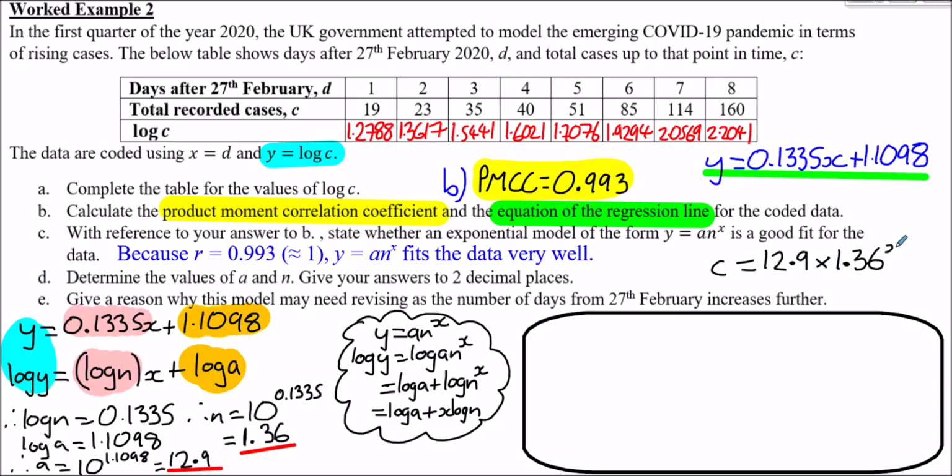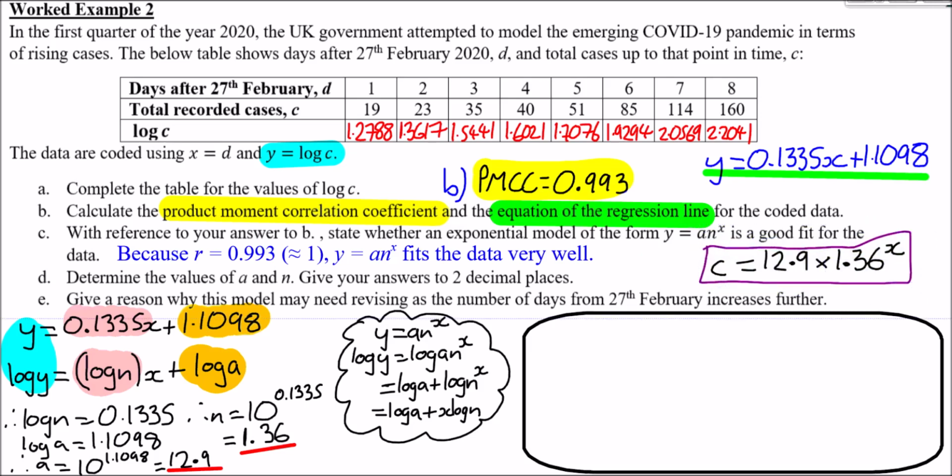to the power x. Now, even though the question doesn't ask that, I'm going to show you just how well this exponential model fits these data. So I'm going to come back to do part E in a moment. Part D we've done, we've got the values of a and n here, but just looking at this, I plotted it on Desmos. So if I just take here our relationship that the C case numbers should be 12.9 times 1.36 to the power number of days, I'm just going to show you how closely it seems to fit.